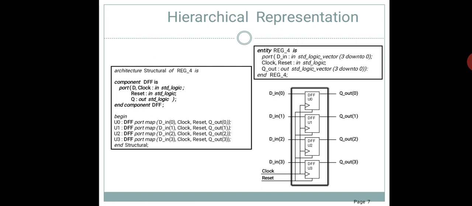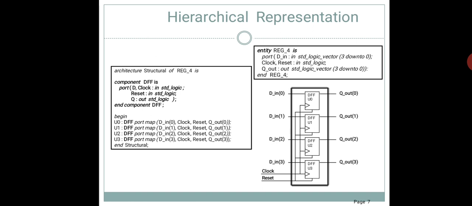Clock and reset are in STD logic, because these are 1-bit inputs, and Q is a 4-bit output. So it is defined as out STD logic underscore vector 3 down to 0, and in these many interfaces are required, so it will be end by end register 4. The name of this we have given as register 4, so end register 4. Now we will be writing the architecture.